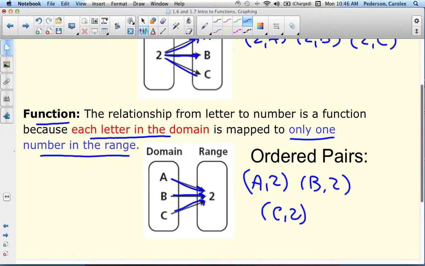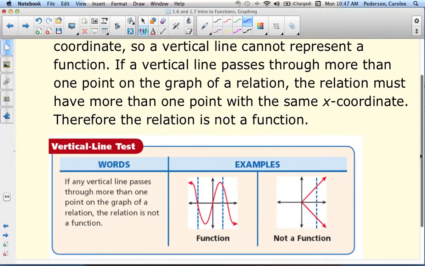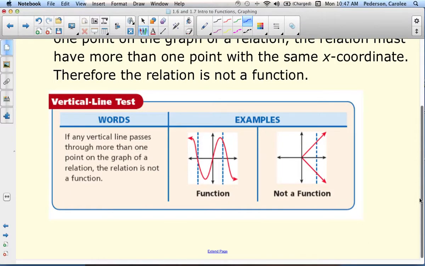So if we look at the vertical line test, every point on a vertical line has the same x-coordinate. So a vertical line cannot represent a function. If the vertical line passes through more than one point, then the relation must be the same x-coordinate. So here's an example.